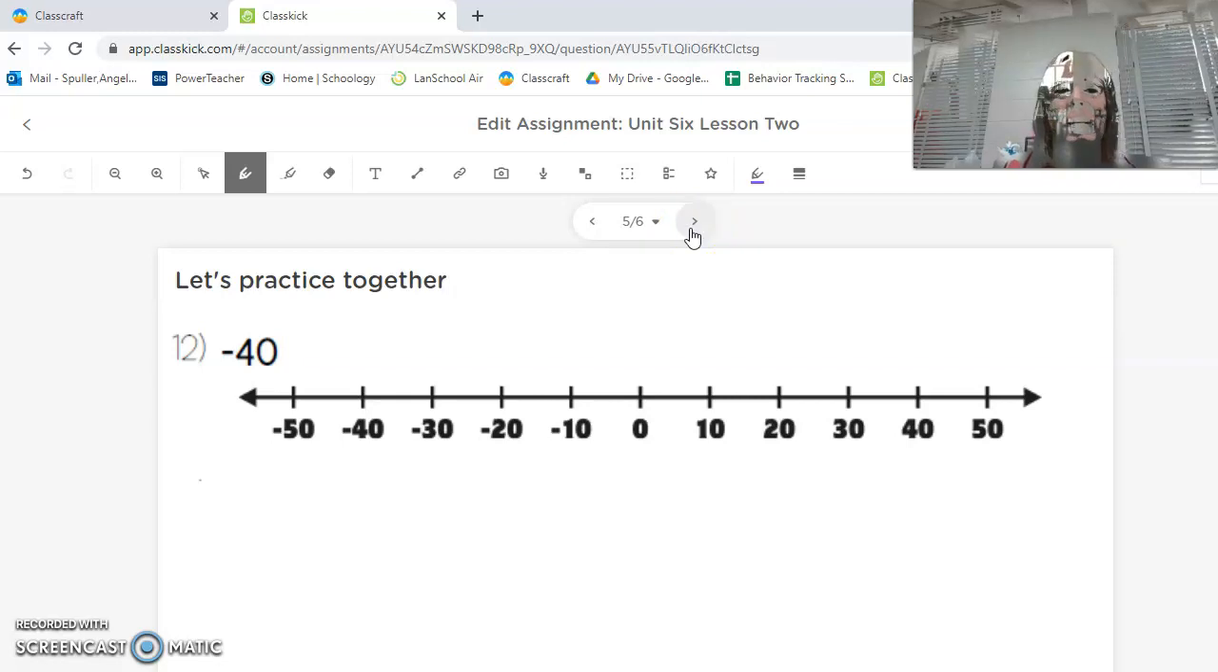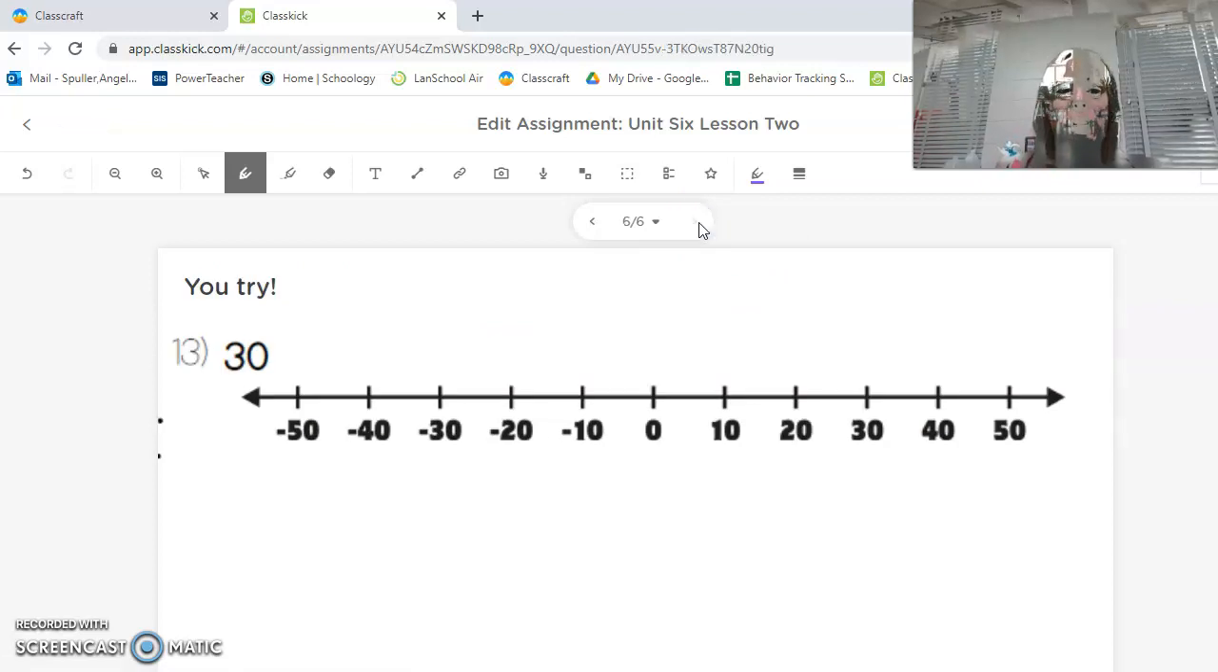All right, now find this number. If you see this, it says -40. We've got to find -40, and then we've got to find its opposite way over here. Okay, super easy. Now it's your turn to try. Go ahead and find 30 on the number line and its opposite on the number line. Pause the video, then come back and see if you got it correct.